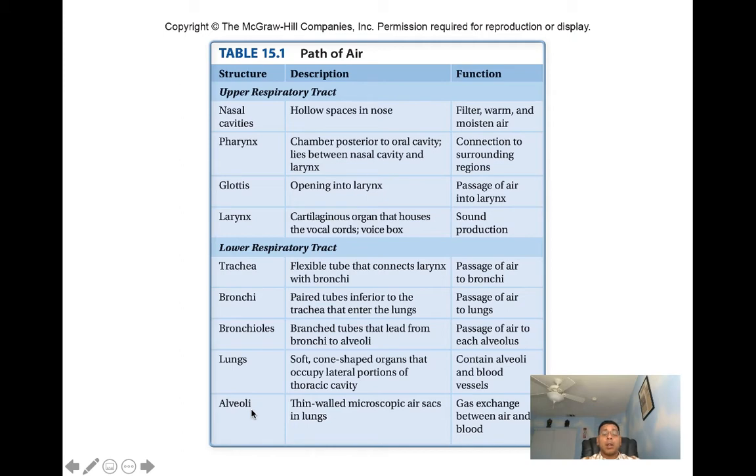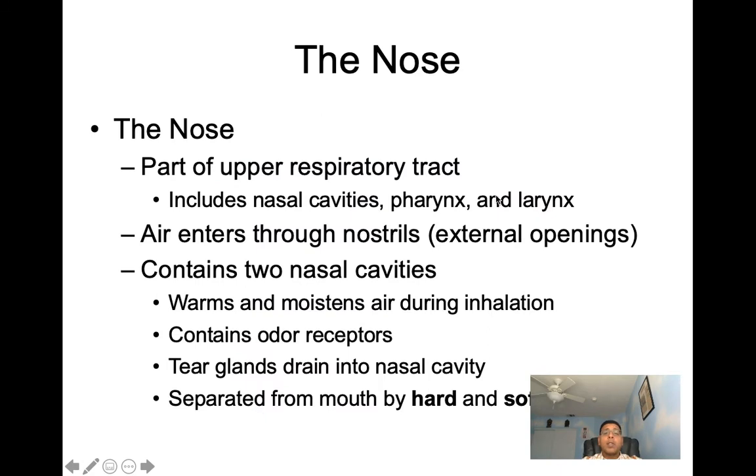So let's appreciate all these structures. Let's start with the nose first. The nose is the only external portion of the respiratory system. It's part of the upper respiratory tract, which is also going to include the nasal cavities, the pharynx, and the larynx. Now, air is going to enter through the nostrils, which are the external openings. And then we can see the nose contains two nasal cavities.